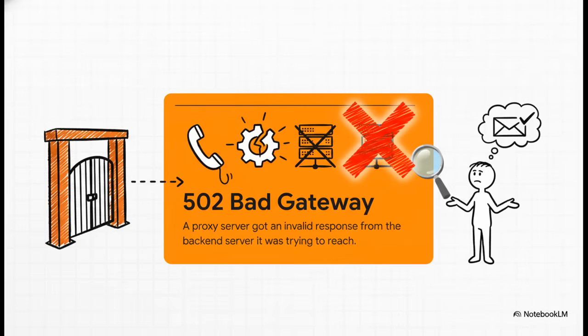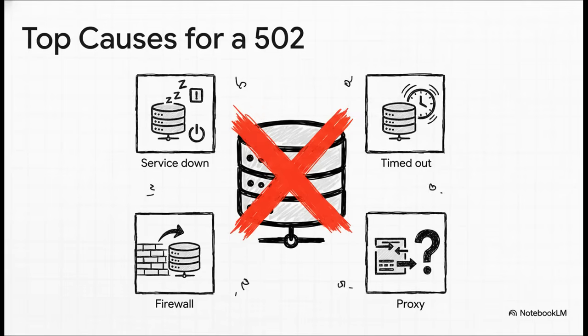I can't get through. So if you're the one trying to fix this, it's a checklist, really. You gotta ask, is the service even running back there? Or maybe it's just so swamped with requests that it timed out. Could a firewall be blocking the connection between the receptionist and the office? Or maybe someone just gave the receptionist the wrong extension number for the service. It's almost always one of those four things.